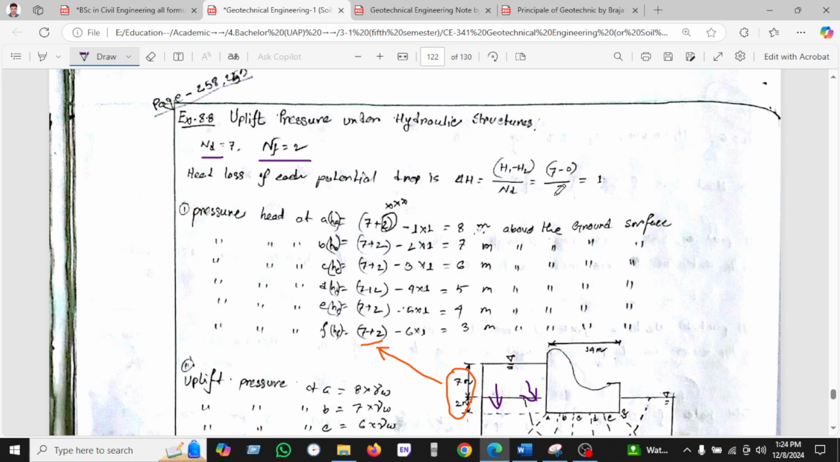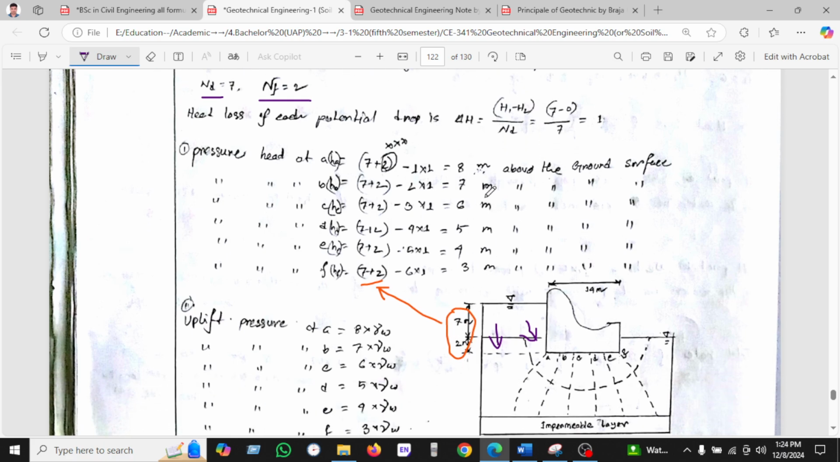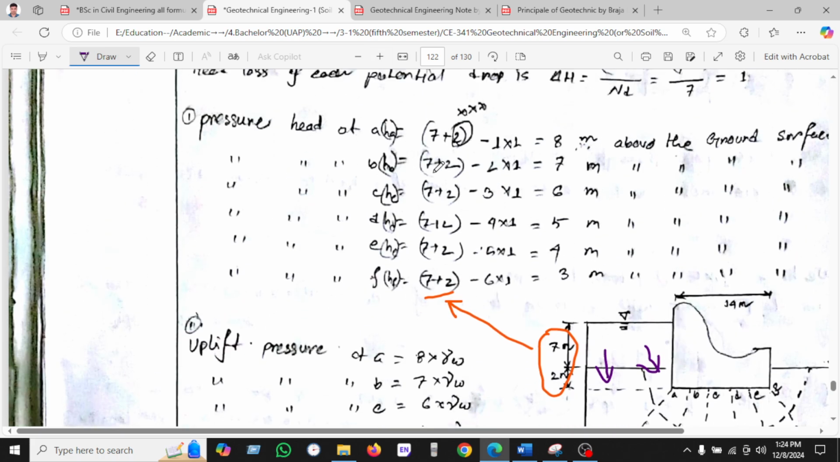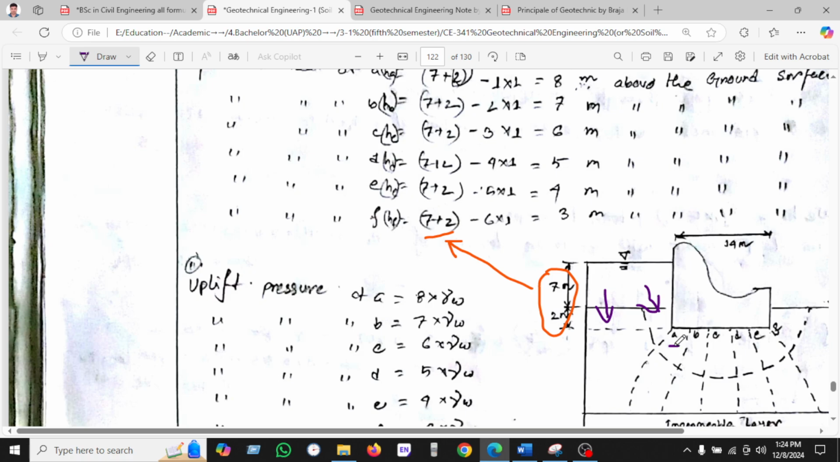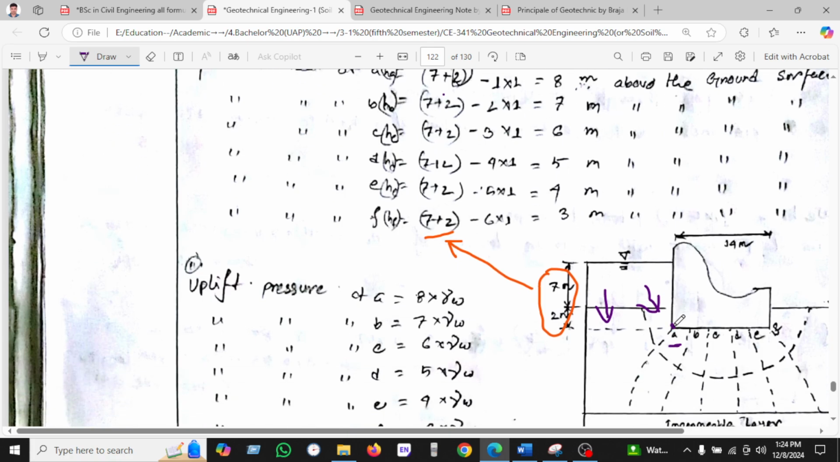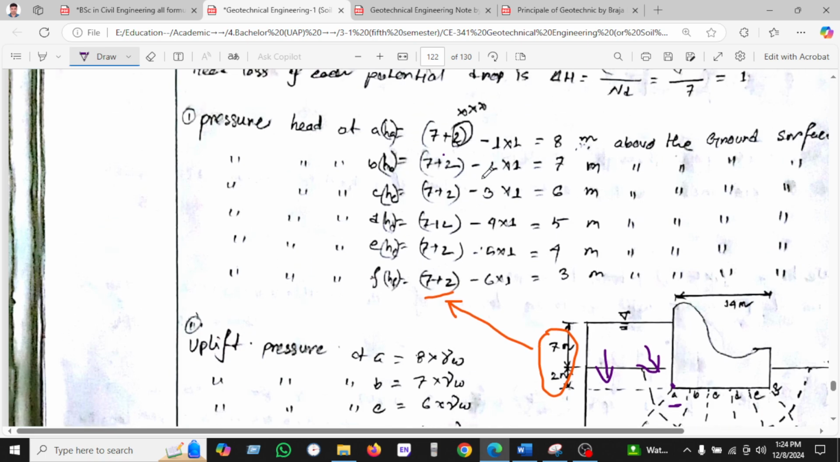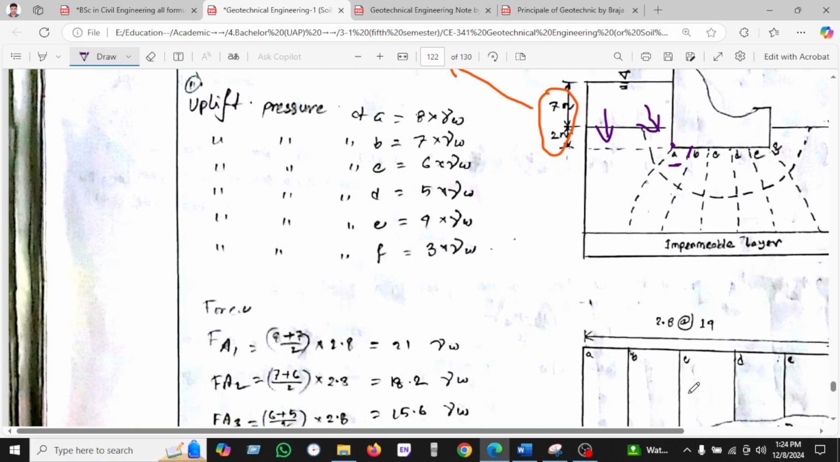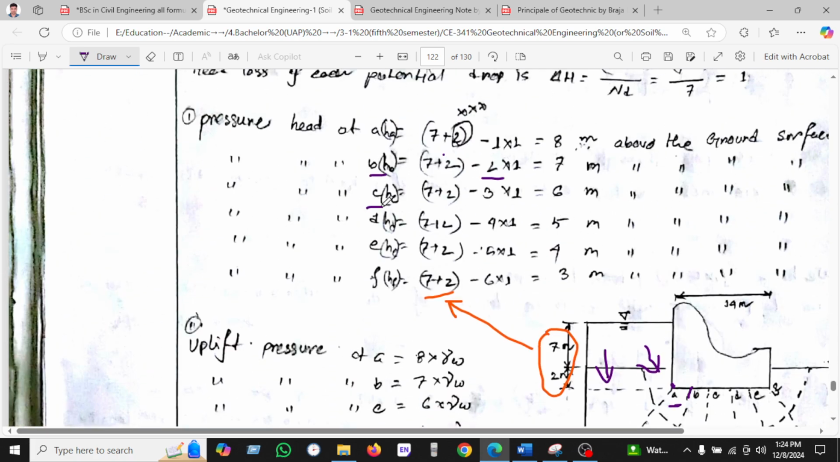And head loss per potential drop is (H1 minus H2) over ND, so H is 7. We can see here the head at point 1. So this is point 1, and H1 plus 2, here is 7 plus 2, minus 1 because this is the first point. That's why minus 1. And for point B we will subtract 2 because this is point 2. In the same way, the third, C, is minus 3, and consequently F equals minus 6. So we have found this.